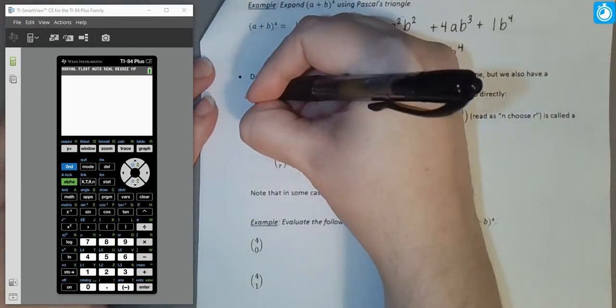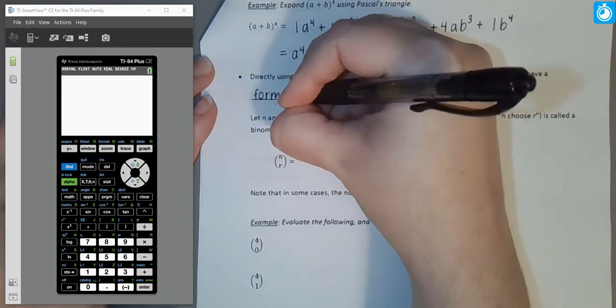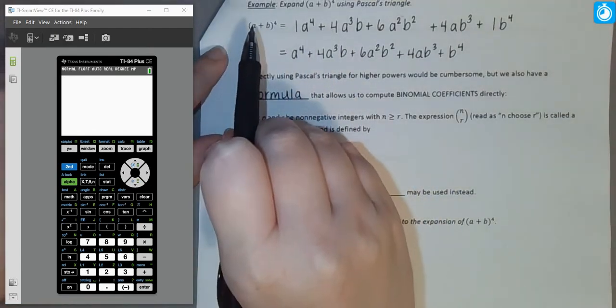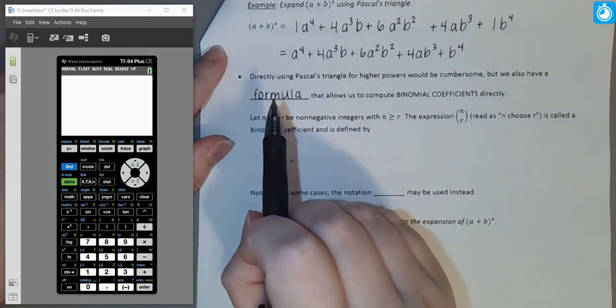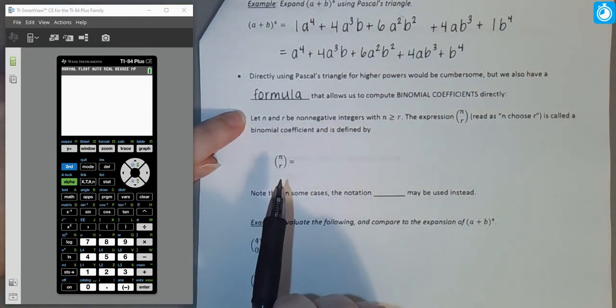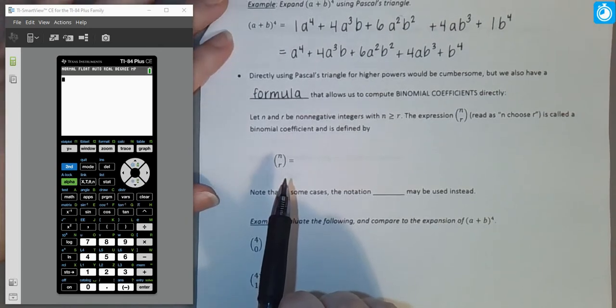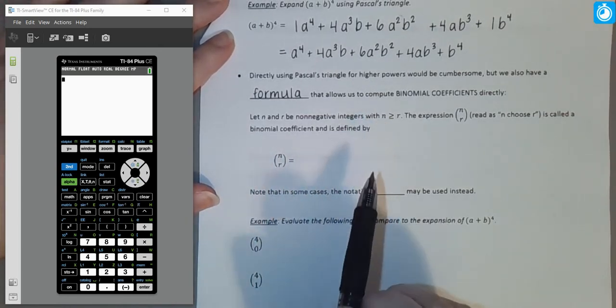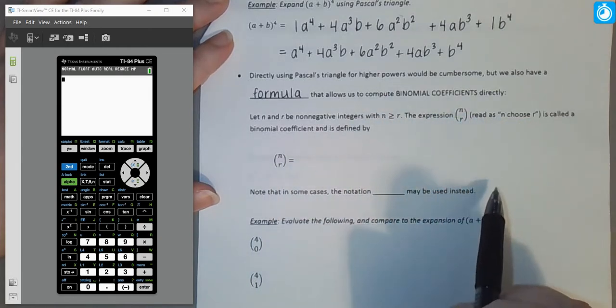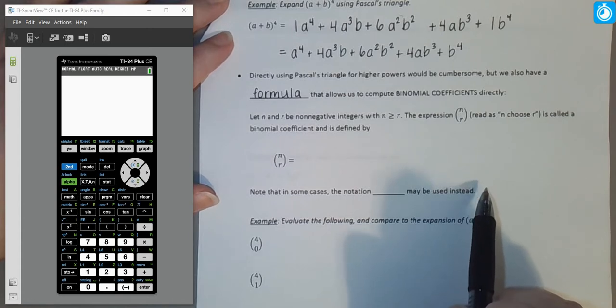Fortunately, we also have a formula, think of it like a formula for the nth term in a sense, that allows us to compute what we call binomial coefficients directly. So the values that we get from Pascal's triangle are referred to as binomial coefficients, not surprisingly, because they give us the coefficients that result when we raise a binomial to a power. So we're going to let n and r be non-negative integers. So in other words, 0 is the lowest value they can take on, where n is greater than or equal to r. So the expression n over r, which we read as n choose r, is called a binomial coefficient.